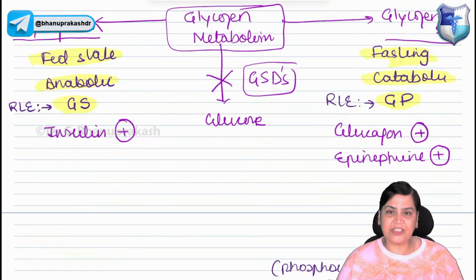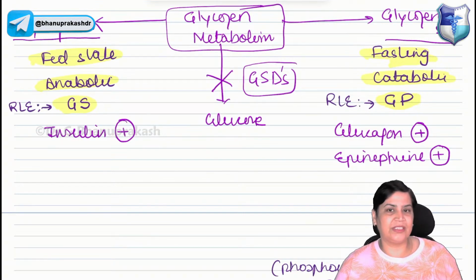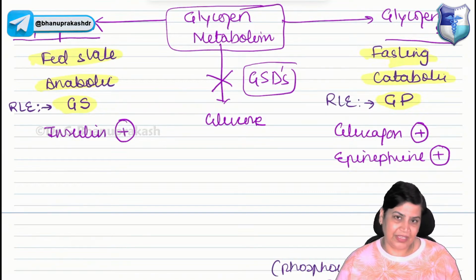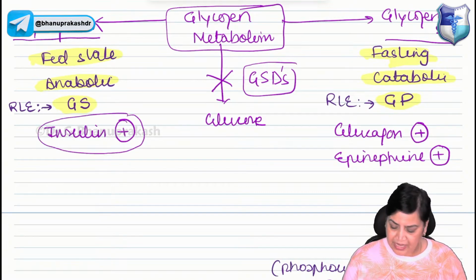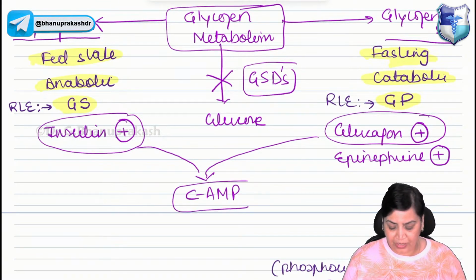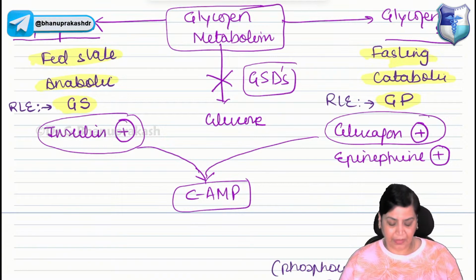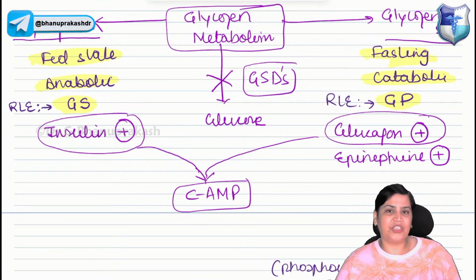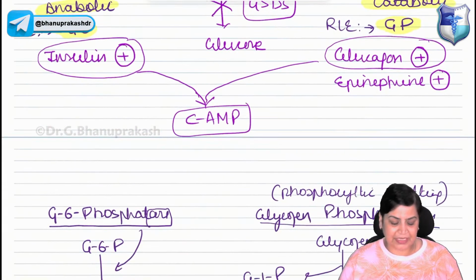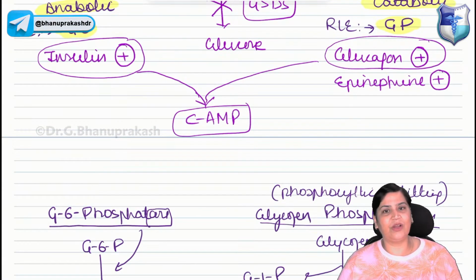Those who are first prof students can expect questions like this: explain glycogenesis in detail with regulation, explain glycogenolysis in detail with regulation, because regulation is very, very important. And I told you insulin and glucagon act with the help of cyclic AMP. I hope this is all clear to all of you. So here we finish up with this topic, glycogen metabolism. After glycogen metabolism, we will be starting gluconeogenesis tomorrow.